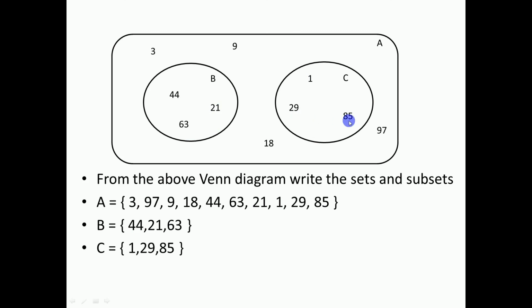Now from the Venn diagram, if you see carefully, set B is present in set A, and set C is present in set A. So set B is a part of set A and set C is a part of set A. So I can say that B is a subset of A and C is a subset of A, because B is present in set A and C is present in set A. So we are done with this topic.